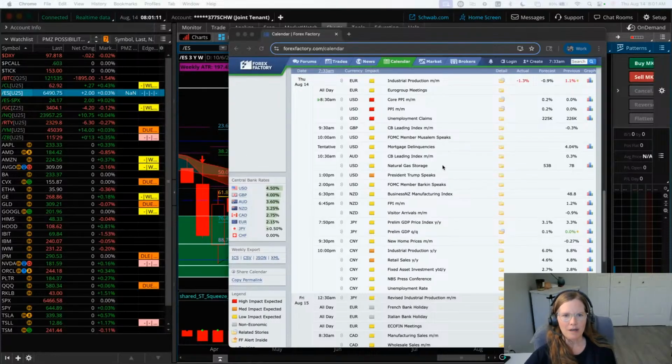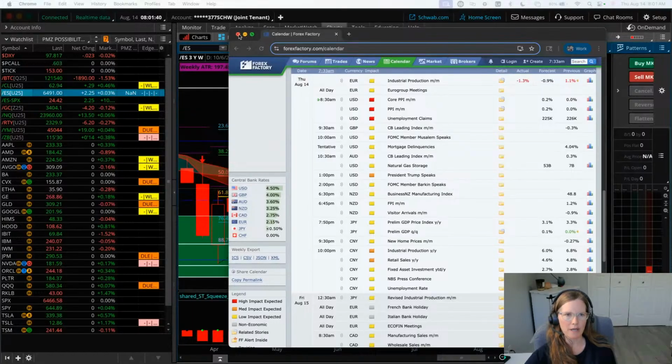Then after that, we also have some Fed speakers, mortgage delinquencies, natural gas storage. At 1 o'clock, President Trump is scheduled to speak. This could definitely bring some volatility to the market. And then at 2 p.m., we're looking at Barkin. Fed member Barkin will be speaking.